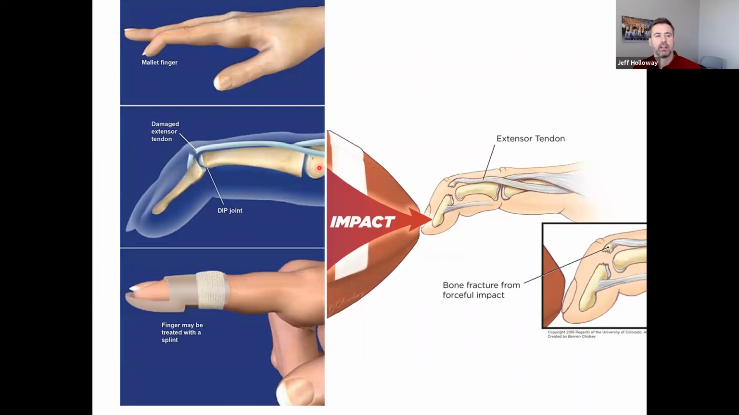So again, that complicates things a little bit, because you're not going to expect the same healing pattern. But the basic one would be a mallet finger where they get hit. Often they don't get a bony component. It's just the tendon ripping.